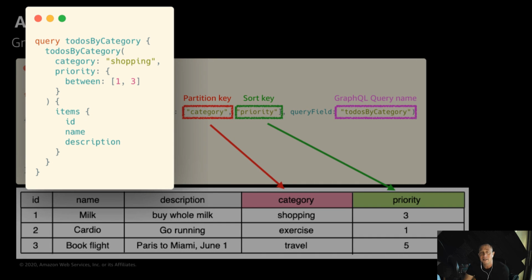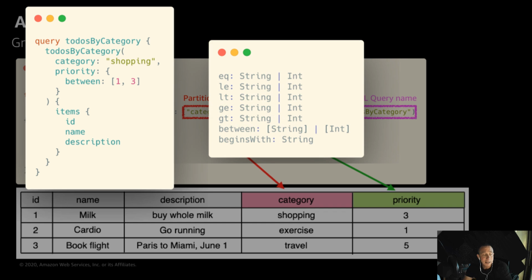We want to get to-dos by category of shopping, and then we only want to get the priority between 1 and 3. This will give us just the first two items out of this database. And again, what we're doing is we're using these operations. So we can use equal to, less than or equal to, less than, greater than or equal to, greater than, between, or begins with. And depending on the type that you're working with, begins with, I believe, only works with the string. So begins with is something you might use for something like searching or something like that.